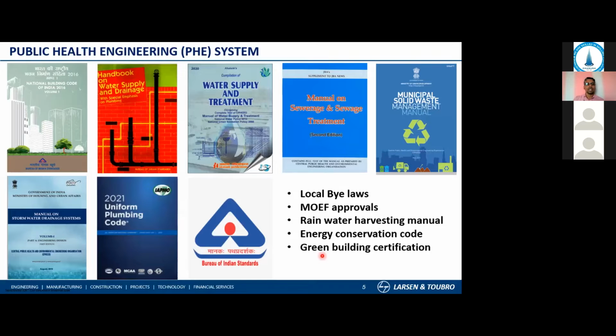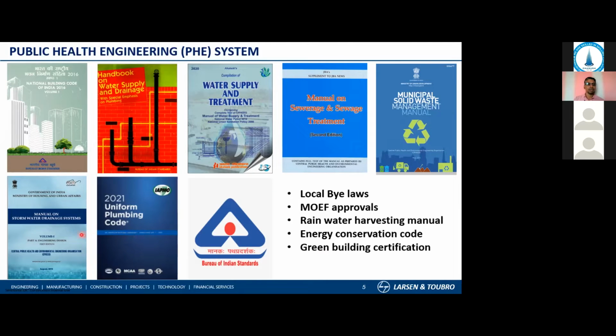Yes, we do use the following standards. The primary standard I could say is the National Building Code. The second standard, maybe SP35, which most of you might have heard. And apart from that, the treatment plant codes are all from the CPHO, covering water supply and treatment, sewerage and wastewater treatment, and of course solid waste management.